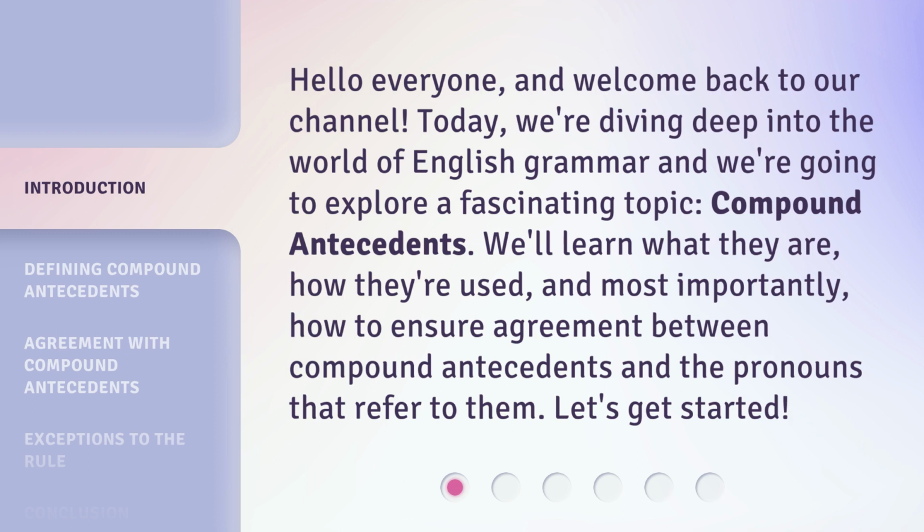Today, we're diving deep into the world of English grammar and we're going to explore a fascinating topic: compound antecedents. We'll learn what they are, how they're used, and most importantly, how to ensure agreement between compound antecedents and the pronouns that refer to them. Let's get started.